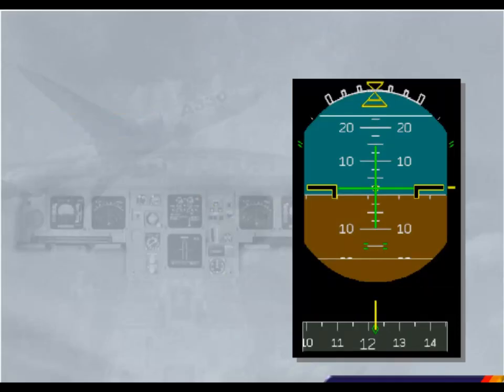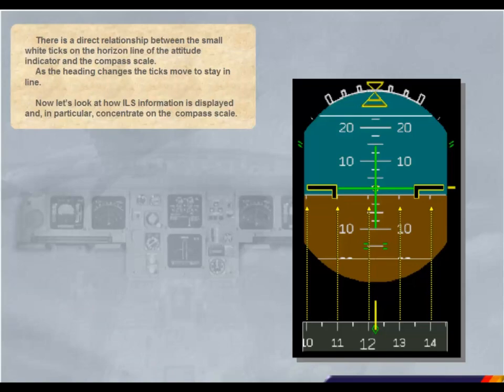There is a direct relationship between the small white ticks on the horizon line of the attitude indicator and the compass scale. As the heading changes, the ticks move to stay in line. Now, let's look at how ILS information is displayed and in particular concentrate on the compass scale.